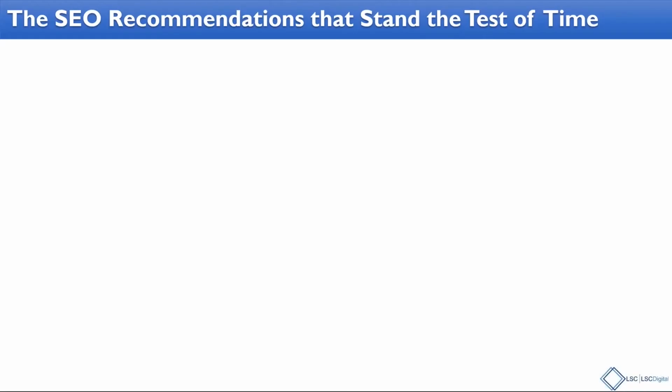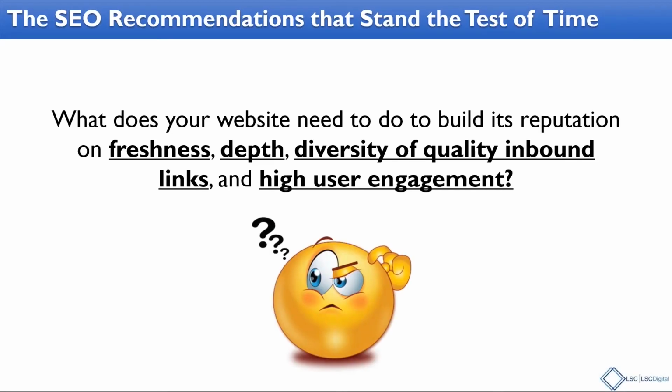Now, with that being said, it really leads us to the question of anything that you do in regards to optimizing your site. You really need to be asking yourself, what does your website need to do to build its reputation on freshness, depth, diversity of quality inbound links, and higher user engagement? Any strategy that you implement, that is the key question you need to be asking.